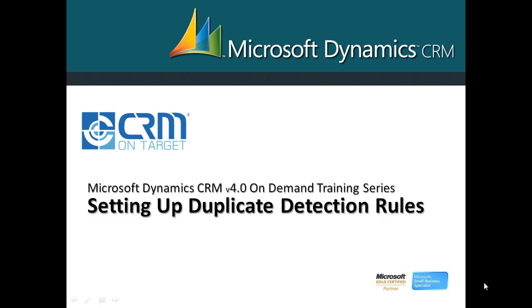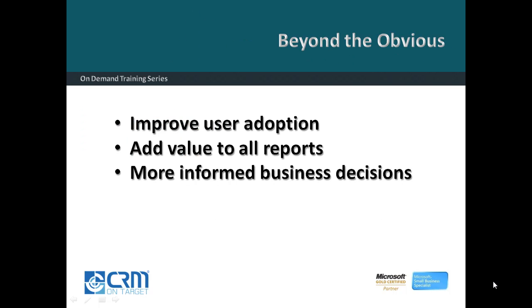I'm going to spend a few minutes with you today and cover the basics of setting up duplicate detection rules. Now, beyond the obvious that we don't want duplicate records in our database, think about data quality as it relates to user adoption and the quality of reports that we get out of the system, and how we're better enabled to make better informed business decisions because of the quality of data in our CRM.